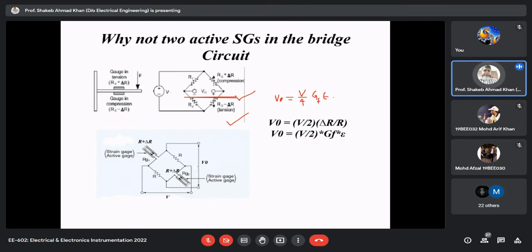If you compare this with this expression, can you see any advantage or anything? Any comment you can make, whatever is your observation.